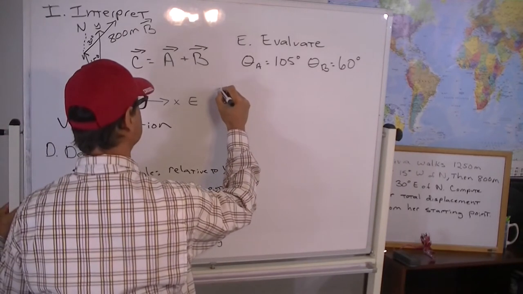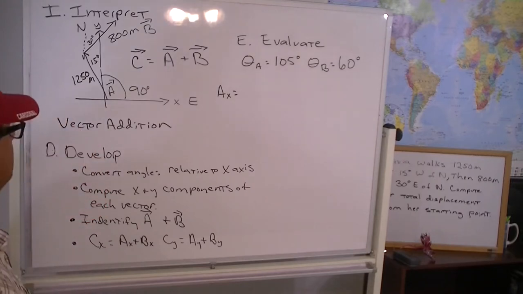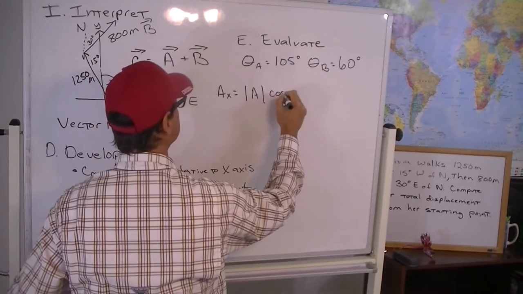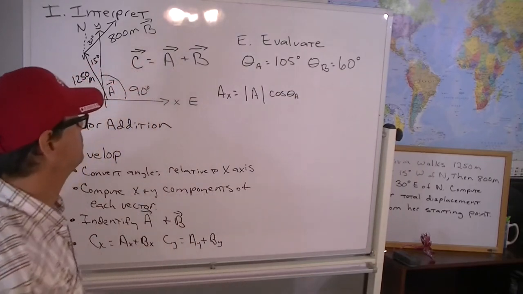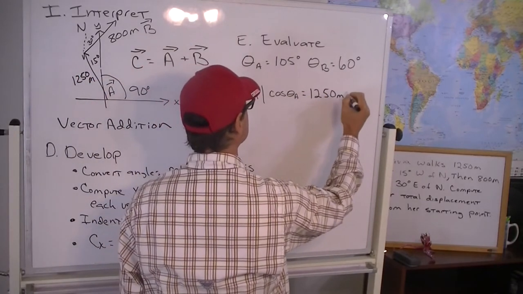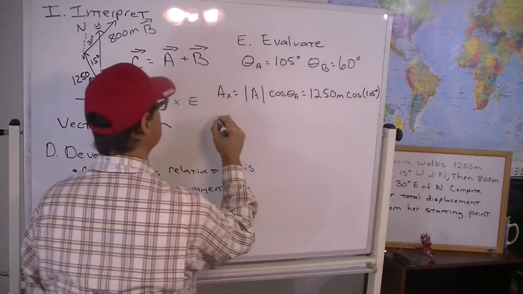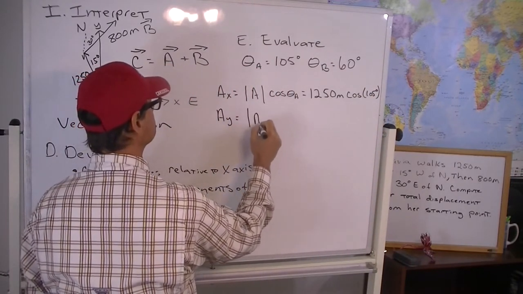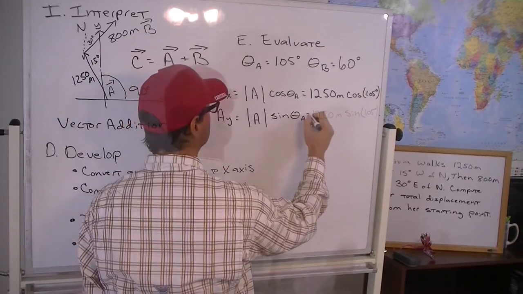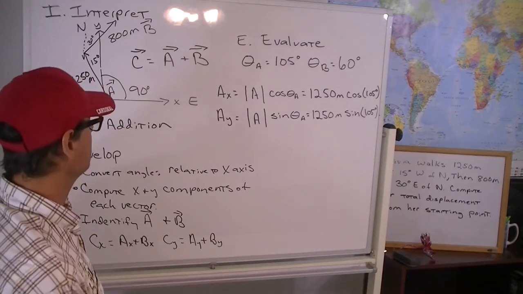Okay, so now we need to compute the x and y components of each vector. So the x component of A, if you remember, once you have the angles relative to the x-axis, the x component is always the magnitude of A times the cosine of the angle A makes with the positive x-axis. So that's going to be 1250 meters times the cosine of 105 degrees. And the y component is the magnitude of the vector A times the sine of that angle. And so a little calculator work is necessary there. We'll show that in a minute, but I'm sure everybody knows how to use their calculator by this point.